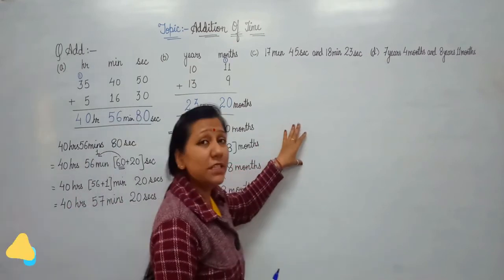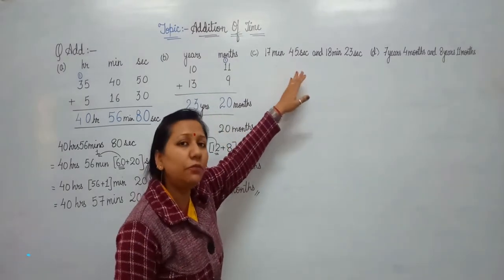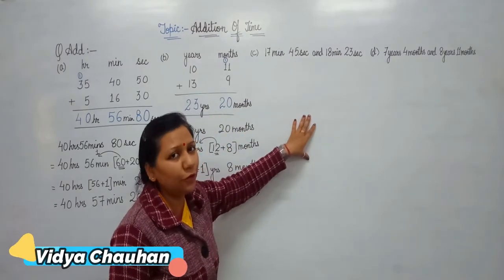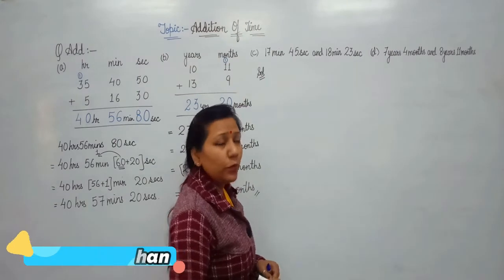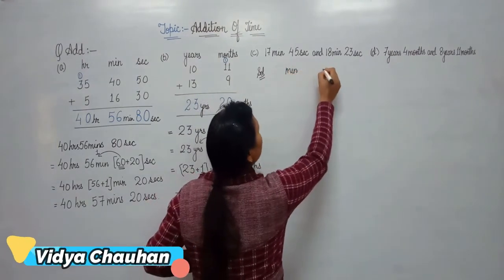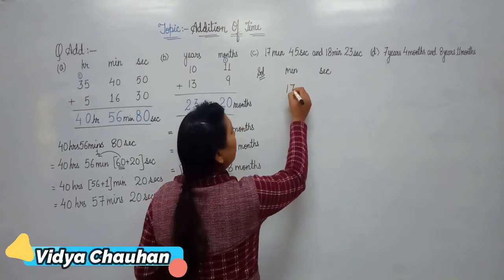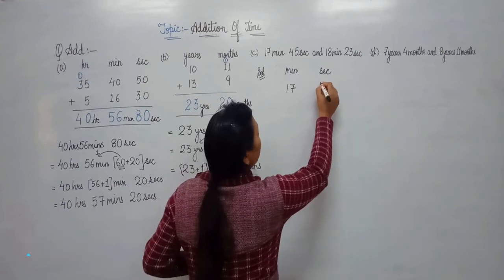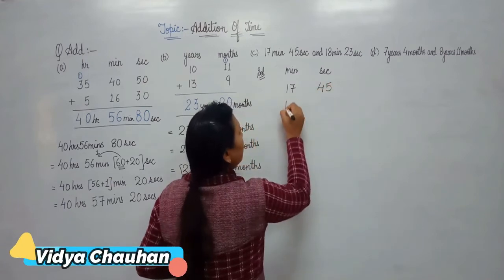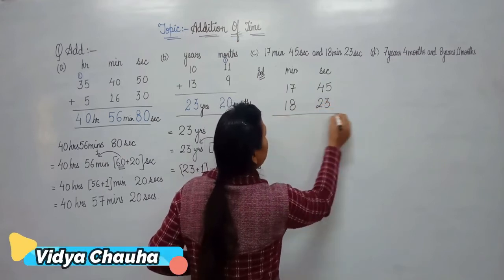Moving forward to the next value, in which the terms are given in the horizontal form and we have to first arrange it in the column form. So let's begin with the solution now. First I will be arranging it into its column form. So here is minutes and seconds. In minutes we have the value 17 minutes and 45 seconds. Here, 18 minutes and 23 seconds.